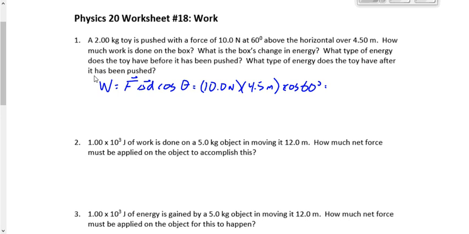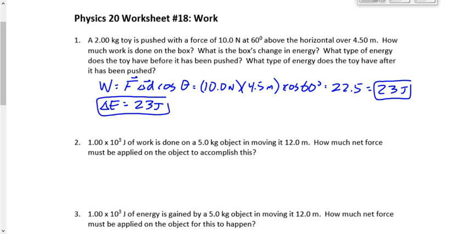So I'm going to say 10 times 4.5 times cosine 60. 10 times 4.5 is 45, times a half is 22.5. I'm going to round that to 2 digits, which is 23 joules. So the work done is 23 joules. What's the change in energy? It's the exact same question. The change in energy is equal to the work, so the change in energy is also 23 joules.